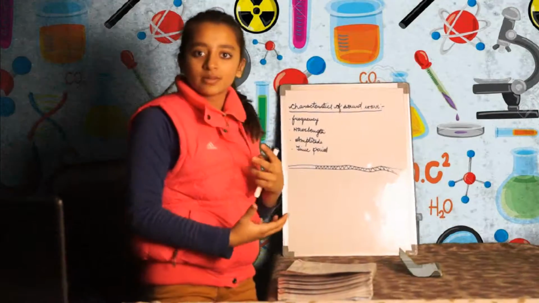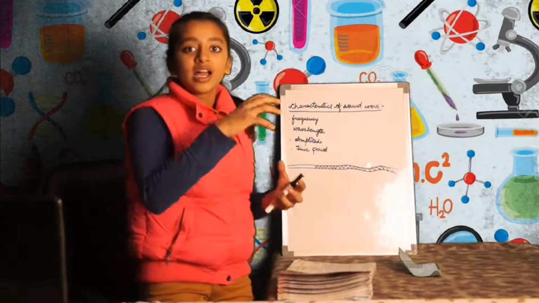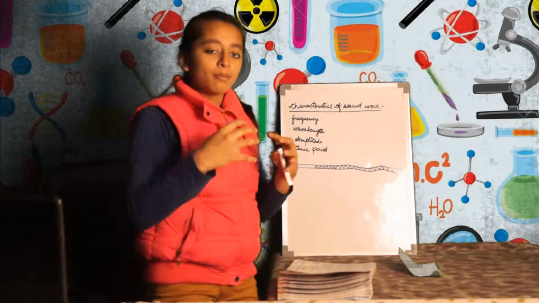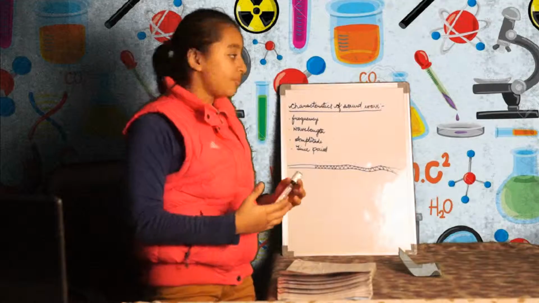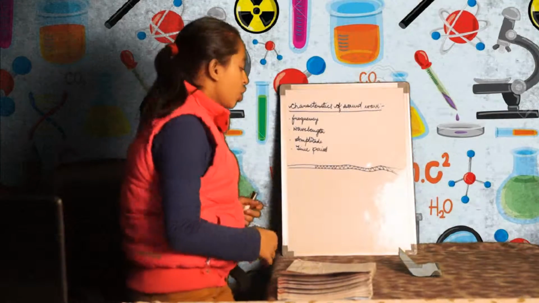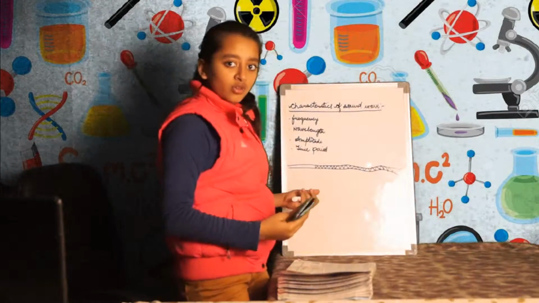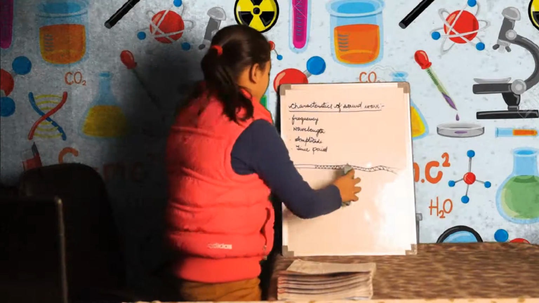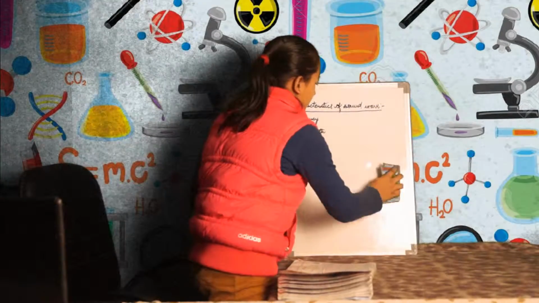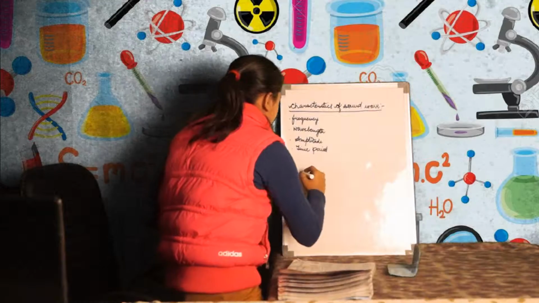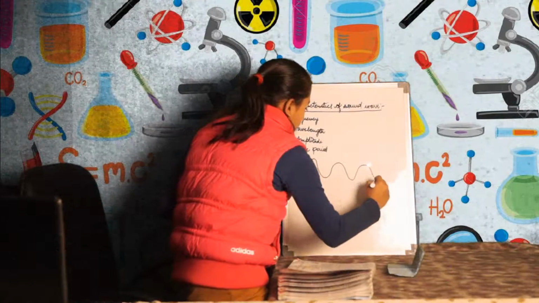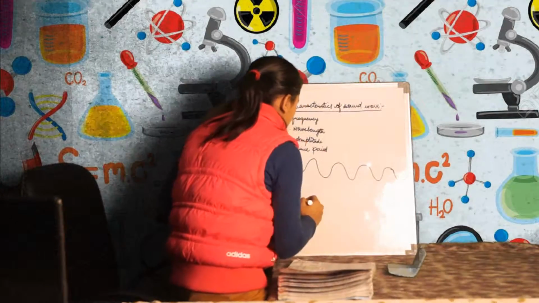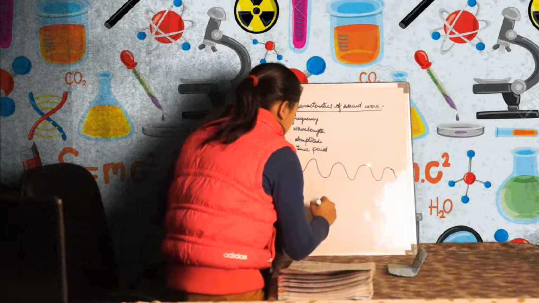So first let me explain what is wavelength, because that would help me explain the frequency, the amplitude and the time period better. So first I'm going to draw a transverse wave and a longitudinal wave.